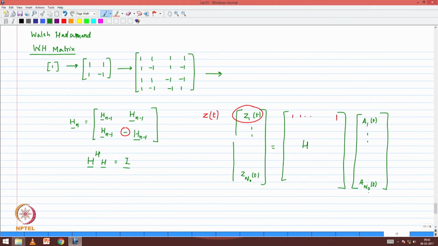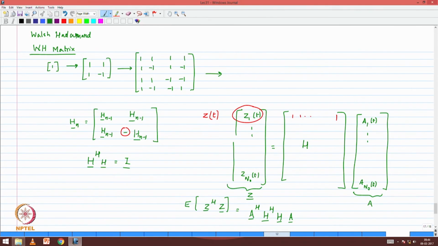But the beauty of it is expected value, if I call this some Z matrix, Z Hermitian Z will mean, let us call this the A matrix, A Hermitian H Hermitian H times A. H Hermitian A is a diagonal matrix. So, then what do you find?